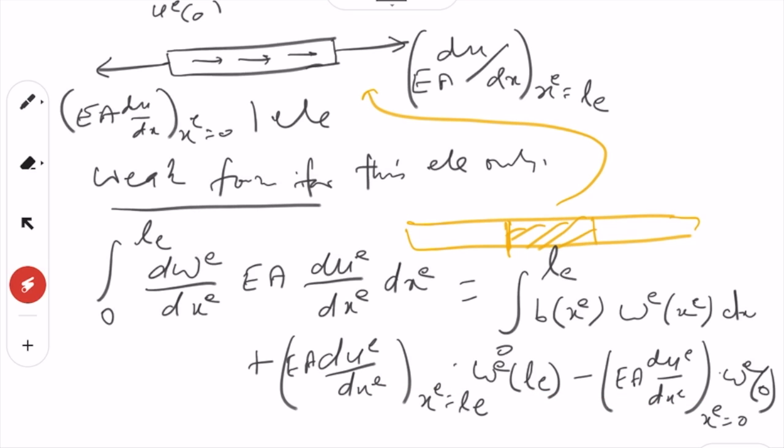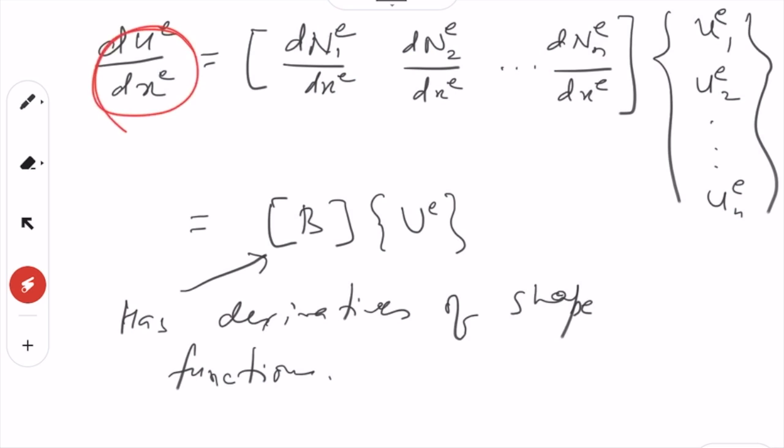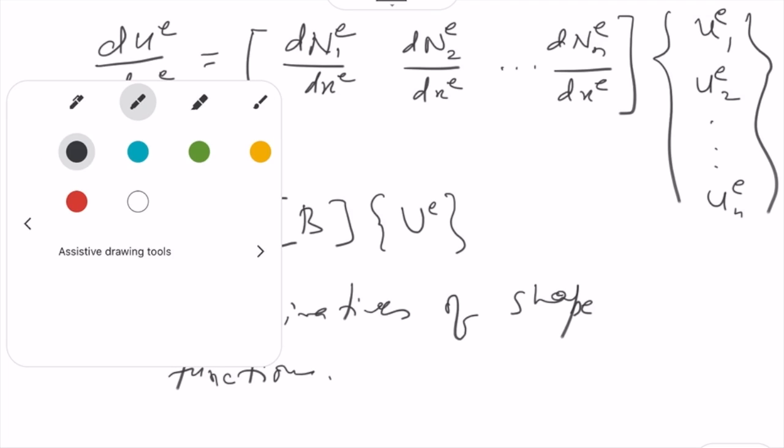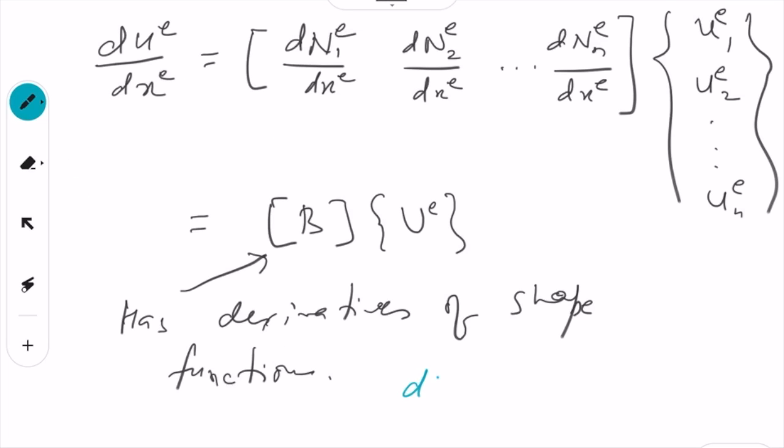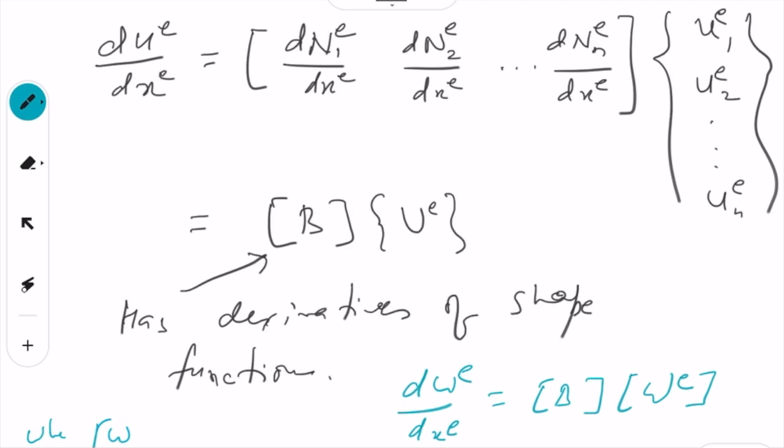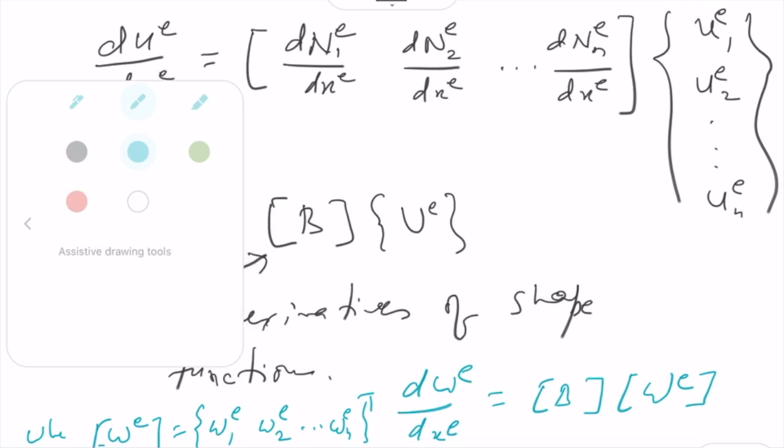And if we put these values now, so du e over dxe value, similarly here also we can write dwe over dxe equal to B matrix multiplied by WE matrix, where WE is equal to nothing but WE1, WE2 to WEN transpose.